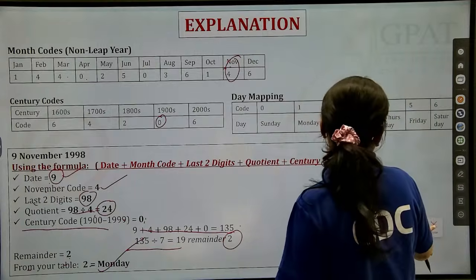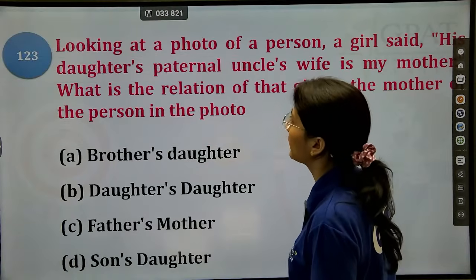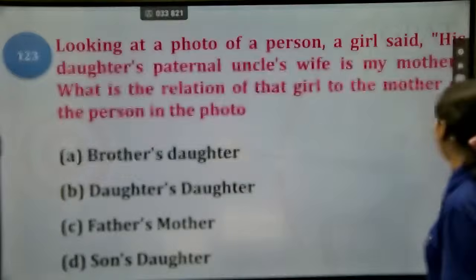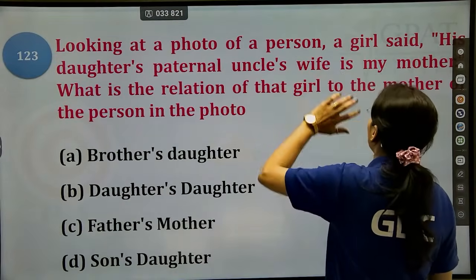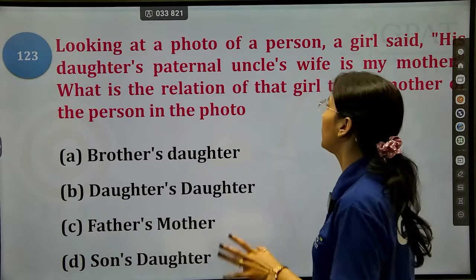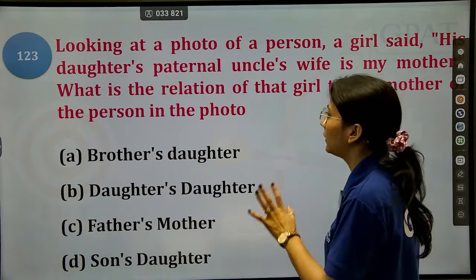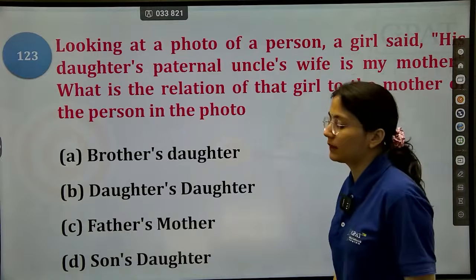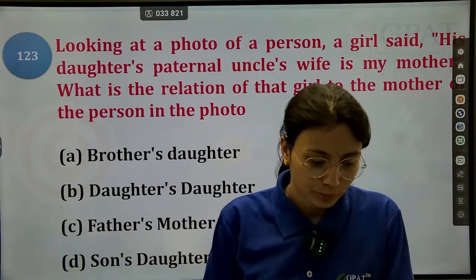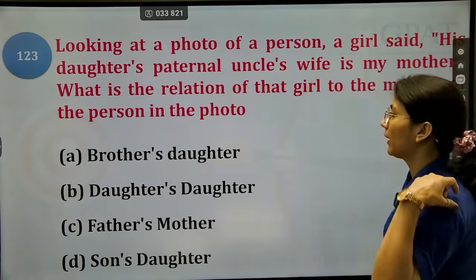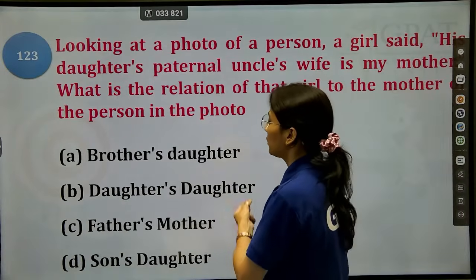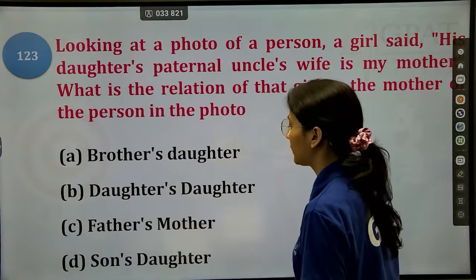Okay, now let's move to the next, that is looking at a photo of a person. A girl said, his daughter, parental uncle's wife is my mother. What is the relation of that girl to the mother of the person in the photo? So we have to find the relation in this question. We have 4 options: brother's daughter, daughter's daughter, father's mother, son's daughter.